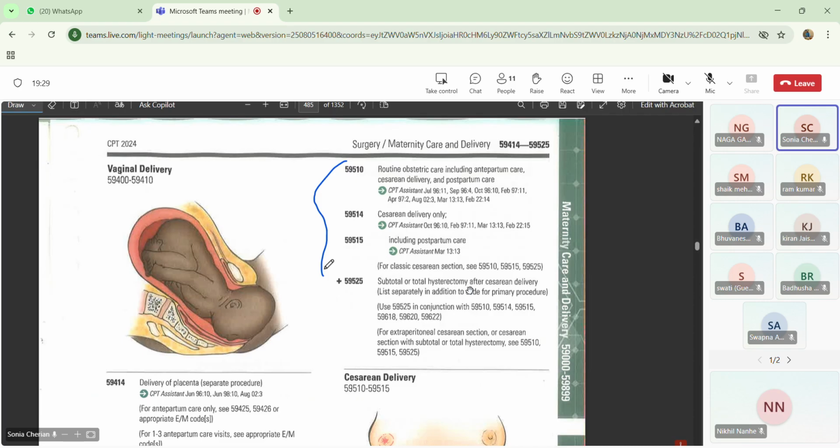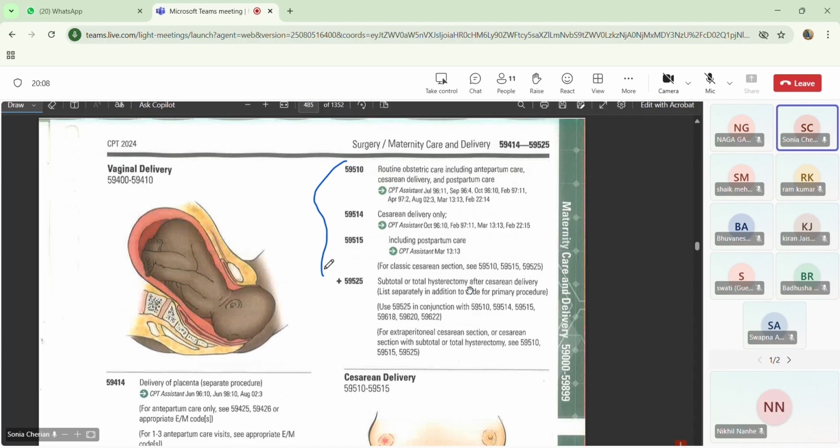If the woman is getting a full package from the same hospital, from the same provider, from day one till her delivery and till her postpartum care, then your CPT is 59510 for cesarean delivery. And if she is coming only for delivery, then it is 59514. And if she's choosing delivery along with postpartum care, then you should be coding 59515. Right. So this is the case.